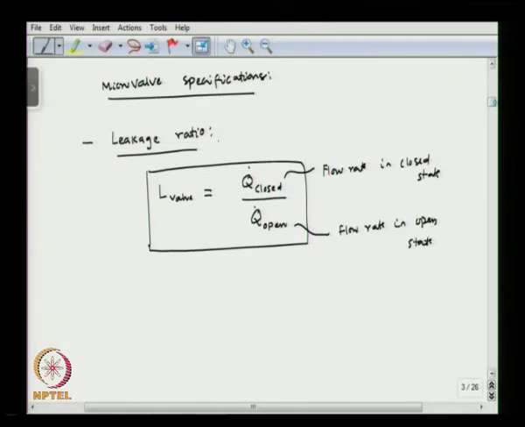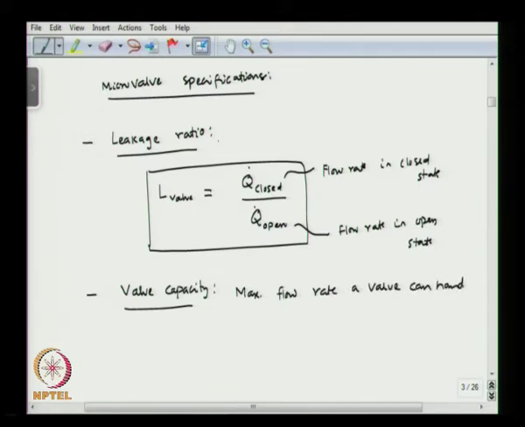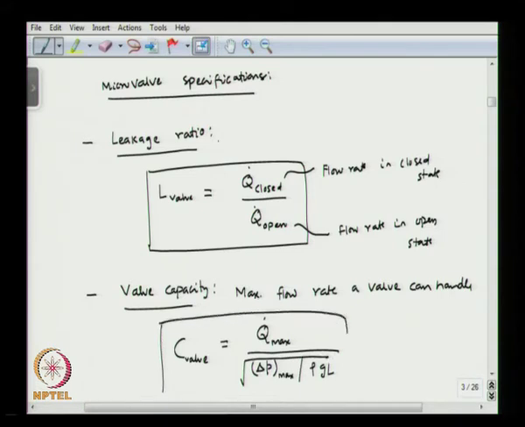The second parameter that we are defining is the valve capacity. Valve capacity is the maximum flow rate that the valve can handle. So, it is specified by C valve, which is given as Q max divided by the square root of delta P max divided by rho Z L. Okay. So, that is how we specify the valve capacity.